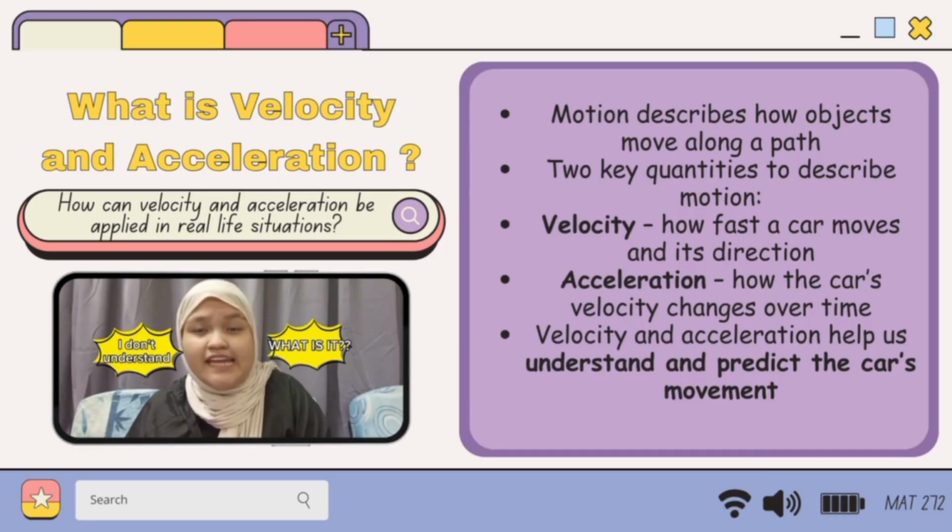The velocity and accelerations and how it can be applied in real-life situations.